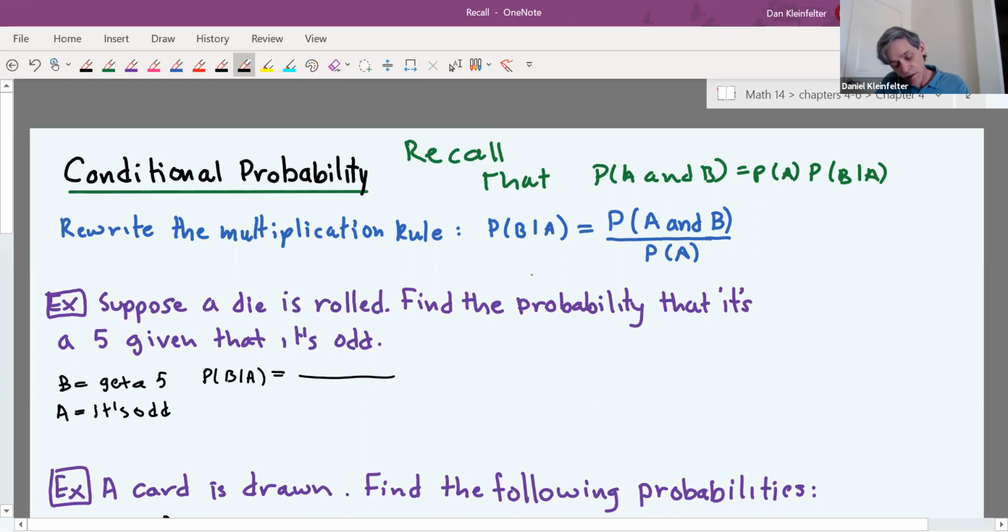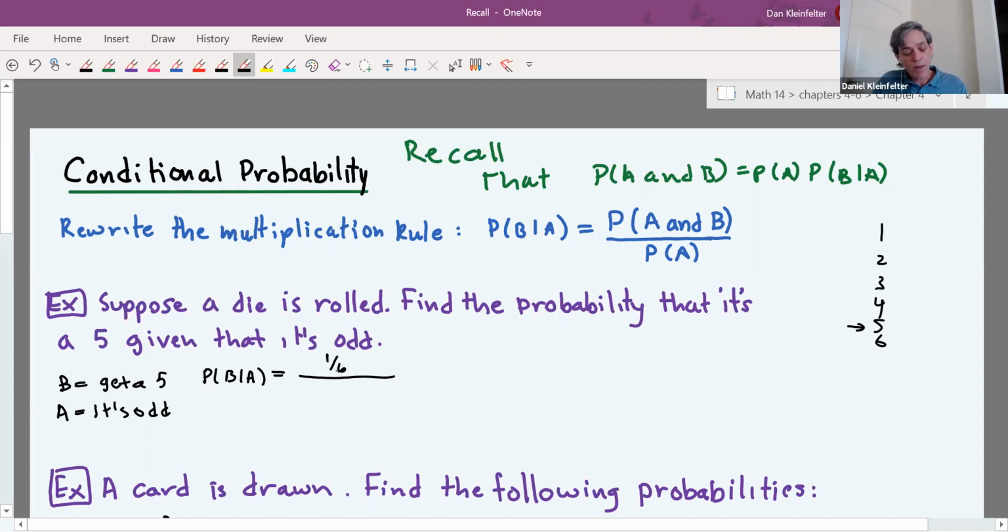Okay, and so that's the probability of A and B. If you roll a die, you're going to get a number from 1 through 6. What is the probability that it's a 5 and it's odd? Well, there's a 1 in 6 chance that it's a 5 and odd. So 1/6 in the numerator.